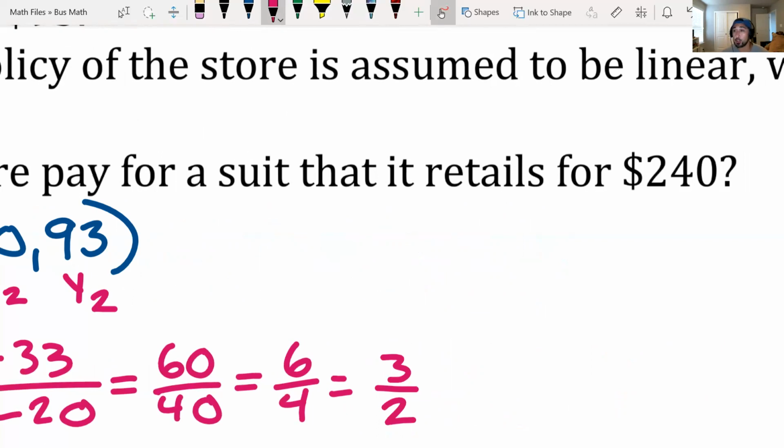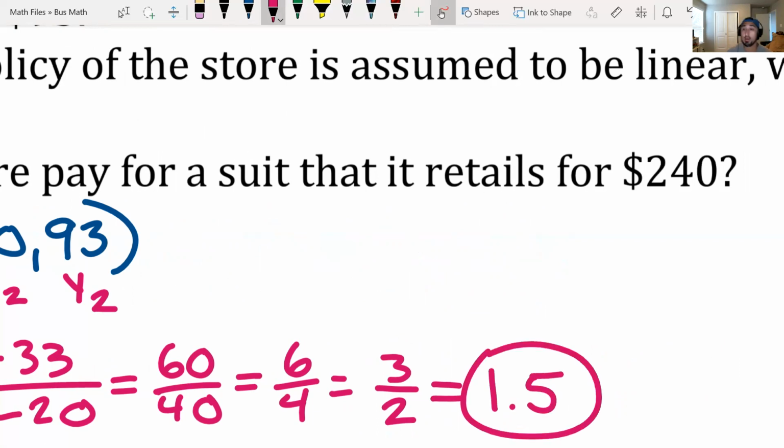But now, I assume since we're in business math, and if you run a store or a business, you don't deal in fractions, you deal in decimals. So let's go ahead and change 3 halves into 1.5. There's the slope.